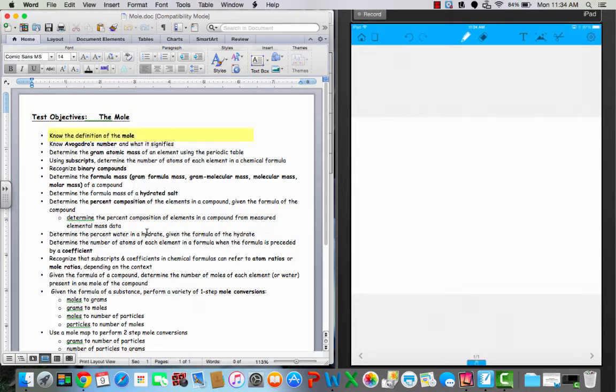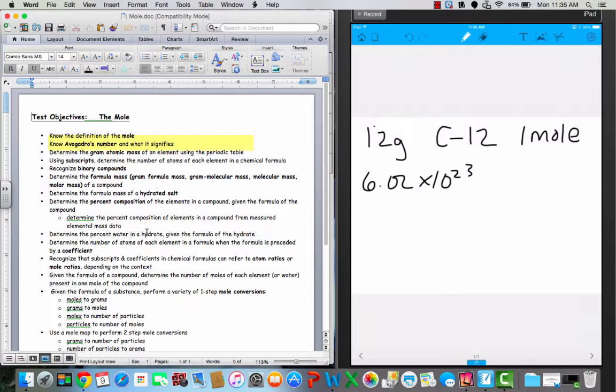Alright, so the first objective says, know the definition of a mole. Don't forget that a mole was based on carbon-12, and so it was concluded that in 12 grams of carbon-12 there is exactly 1 mole of particles. And thanks to Avogadro, he said that 1 mole contains 6.02 times 10 to the 23rd atoms, molecules, electrons, whatever particle or unit it is that you are talking about. Alright, so that 6.02 times 10 to the 23rd is equivalent to a mole, and again that was thanks to Avogadro.